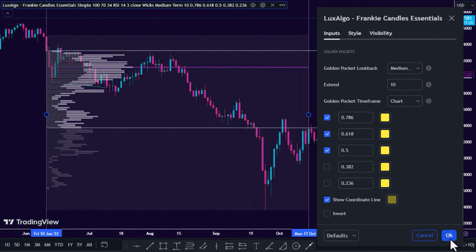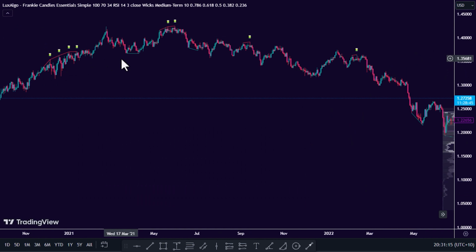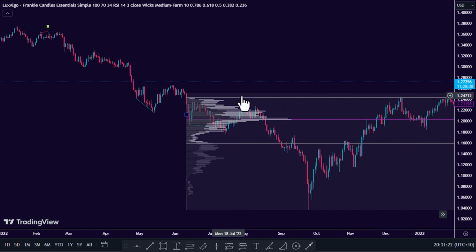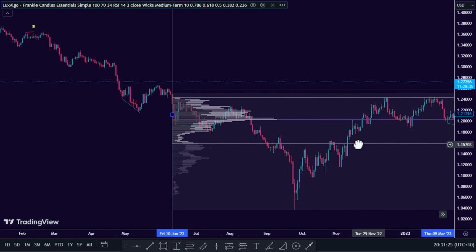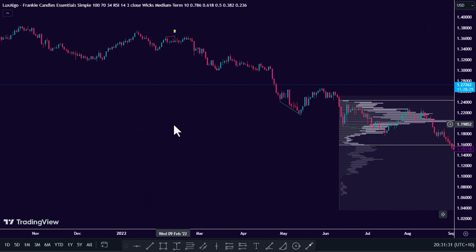How does the Frankie Candles Essentials Indicator work in the market? There are two reliable ways to use this indicator. 1. Divergent system strategy. 2. Support and resistance strategy. How does the Frankie Candles Essentials Divergent System Strategy work in the market?